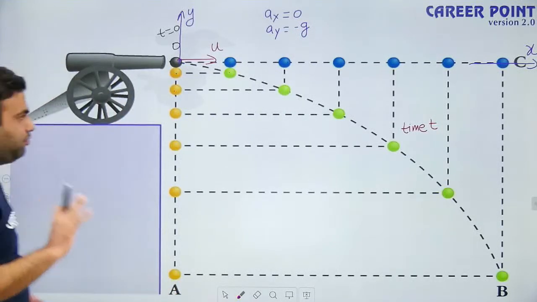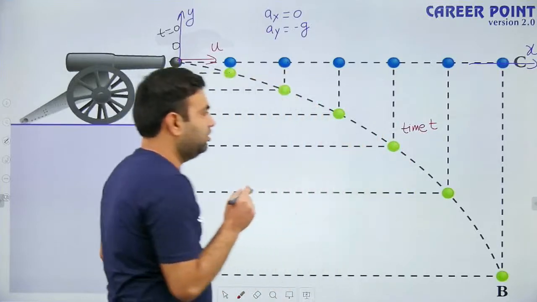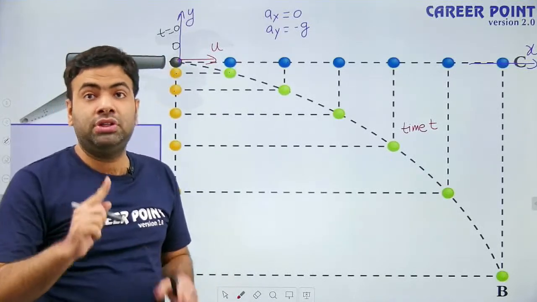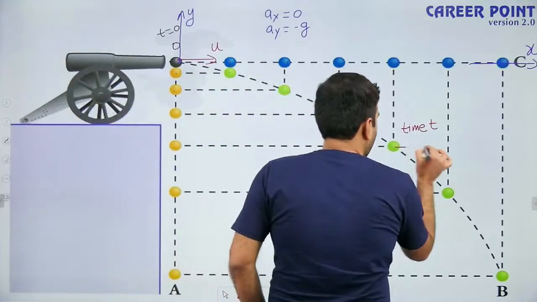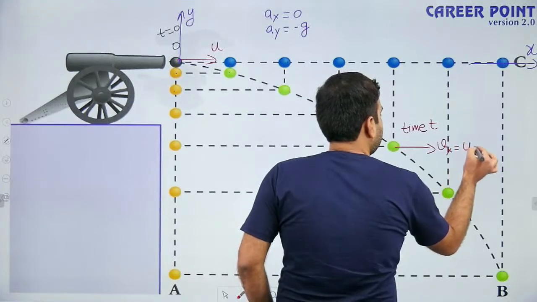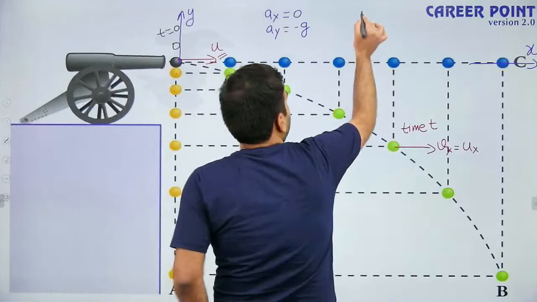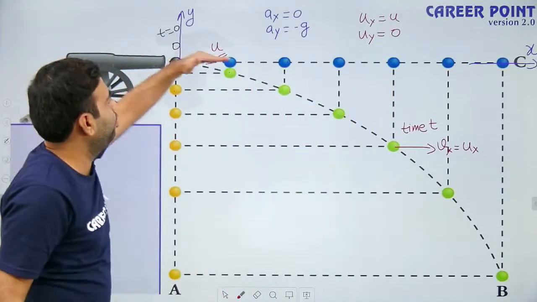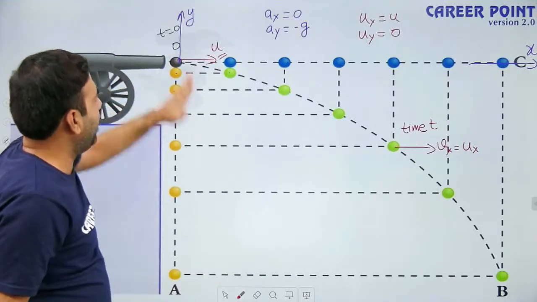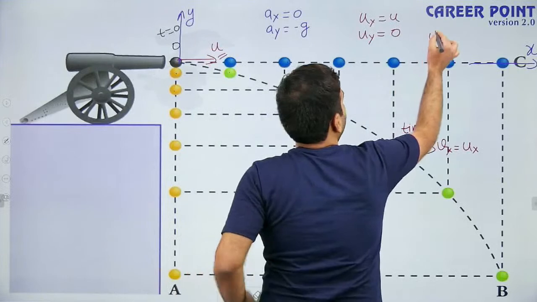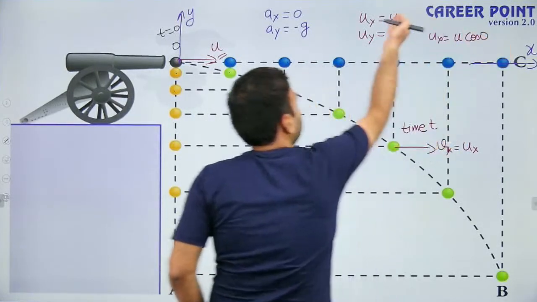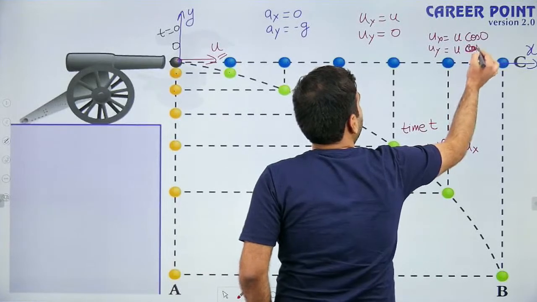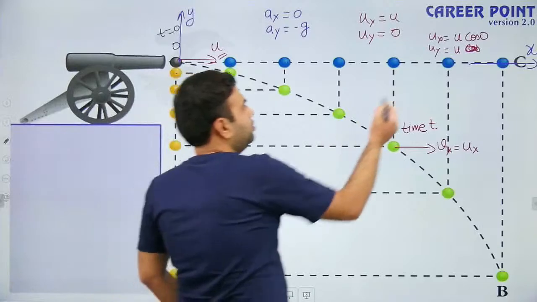So if I want to find the velocity of this particle at any time t, what can I do? I can simply use the 3 equations of motion. If I use the first equation of motion in the x direction, I will get the velocity. Its horizontal velocity Vx is the same as its initial velocity in the x direction. For this projection, as you can see, the initial velocity in the x direction is u, and the initial velocity in the y direction is equal to 0. Because it is thrown horizontally, it only has an x component, there is no y component. You can say ux is u cos 0, which is u, and uy is u cos 90, or u sin 0.